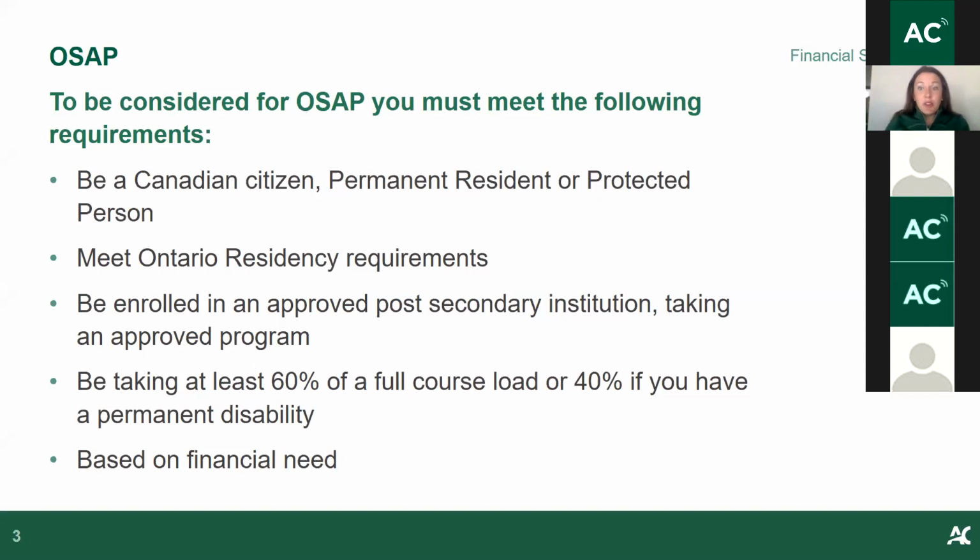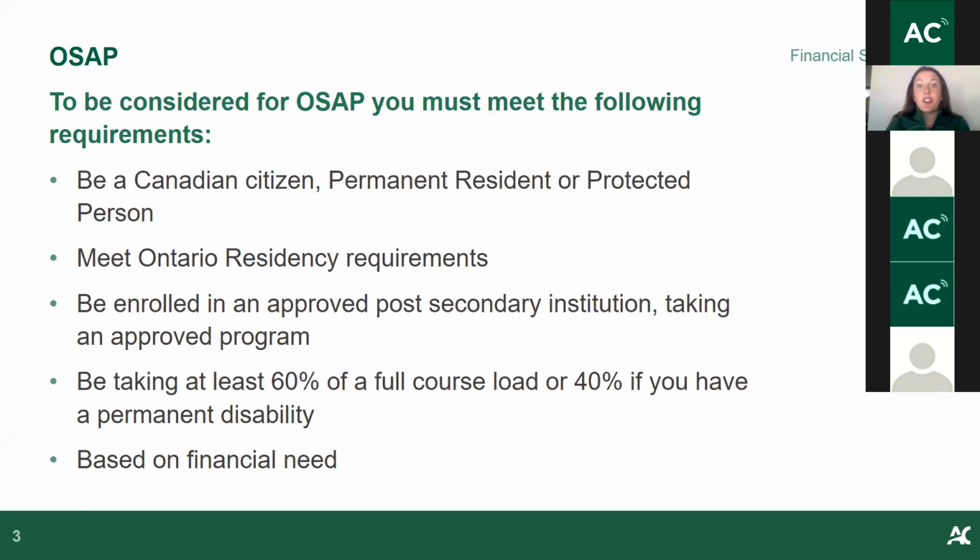So one of the tools that you can apply for is OSAP to help you fund your college. To be considered for OSAP, you must meet the following requirements. You have to be a Canadian citizen, a permanent resident, or a protected person. You have to meet the Ontario residency requirements. So you do have to live in Ontario for at least 12 consecutive months without being in post-secondary education if you're moving from another province.